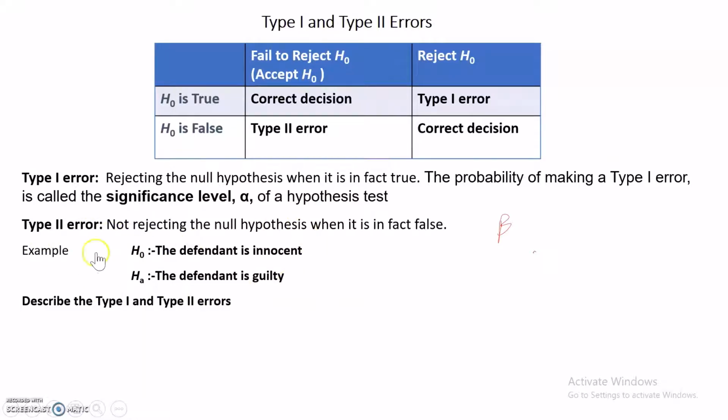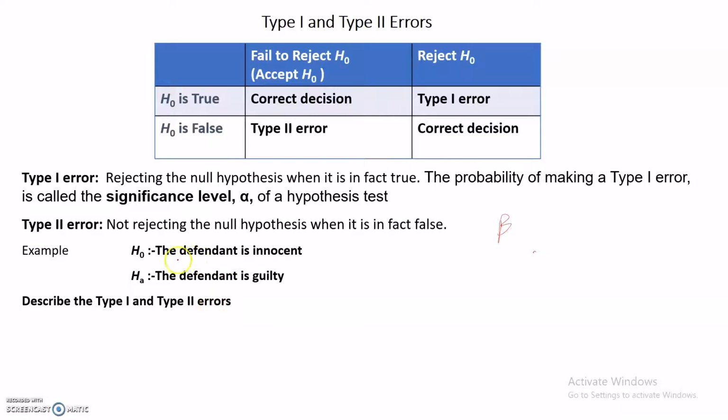This is a court-like situation. This situation occurs in a court of justice, right? When you go in the court, you are considered not guilty or innocent unless proven guilty. This is a very famous saying in a court. So let's say we have the null hypothesis that the defendant is innocent, and the alternative hypothesis that the defendant is guilty. You have to describe the type 1 and type 2 error. Now what will be the type 1 error?